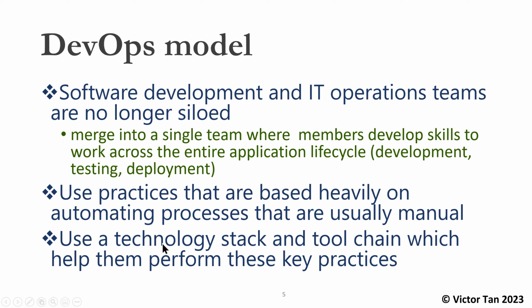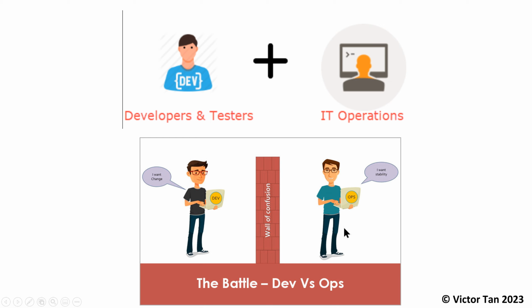And you are going to use a tech stack and a tool chain which are going to help you do all these things, to automate all these processes, okay? So we're going to talk about the tech stack and the tool chain in upcoming lectures. All right, so that's essentially the heart of DevOps, right?